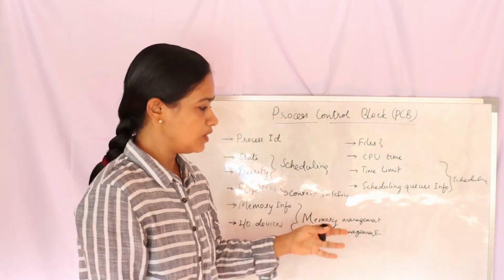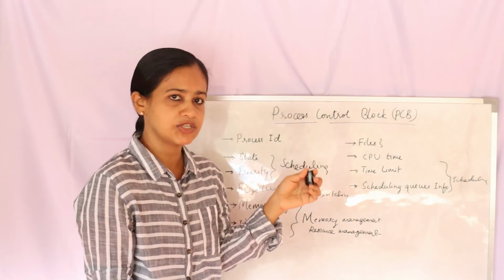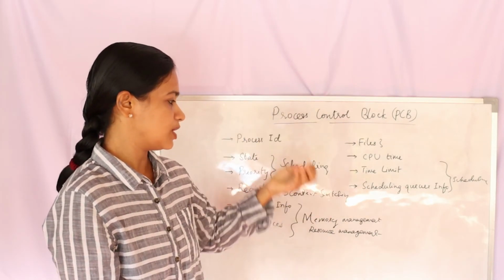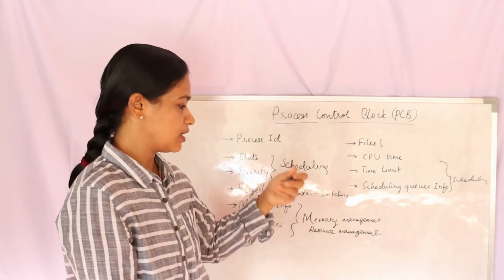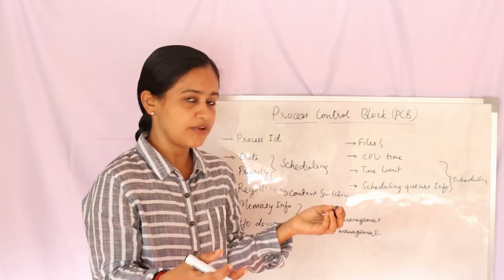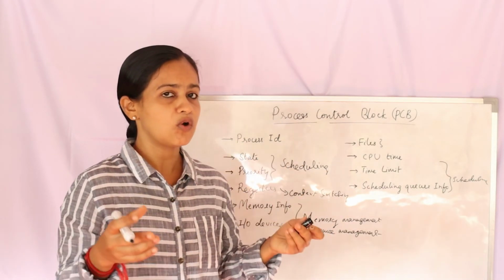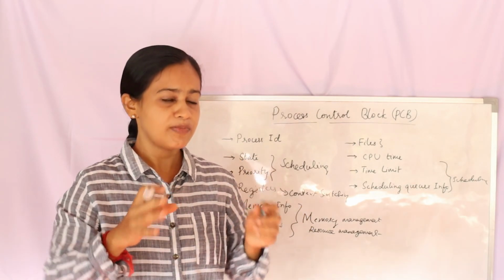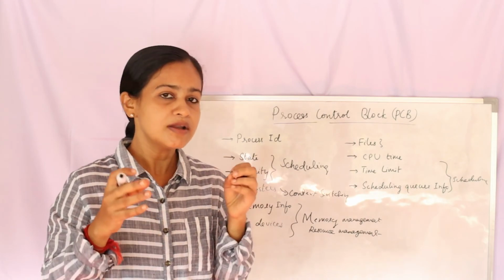So by looking at all these, we can say a PCB is useful in providing useful information about scheduling, context switching, resource management of a process. So overall, what we can say is a PCB is useful in process management or managing a process.